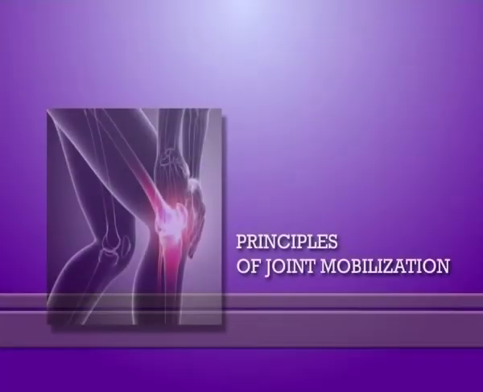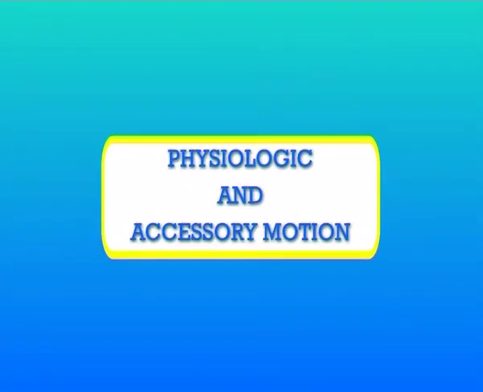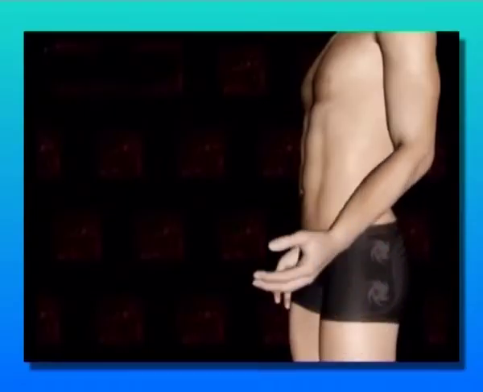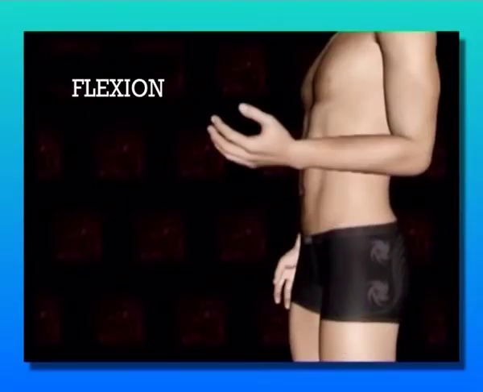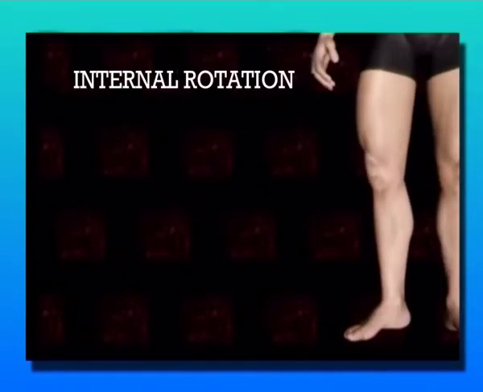Next, here come the principles of joint mobilization. First come the physiologic or accessory motions. Physiologic motion is the normal active motion that is available at any synovial joint. Another way to describe physiologic motion is the motion that occurs in the cardinal planes. Examples include flexion, abduction, and internal rotation.